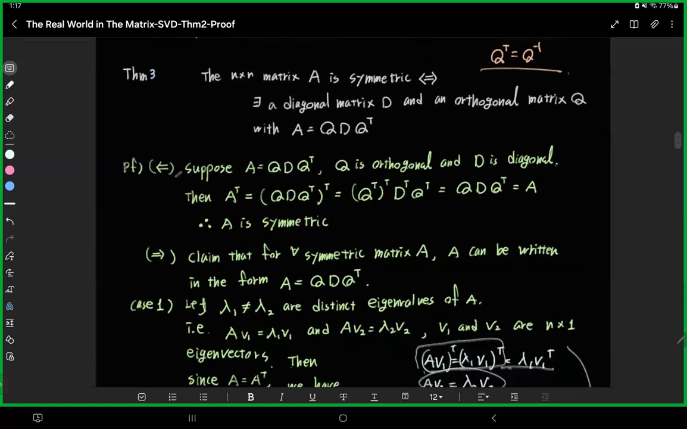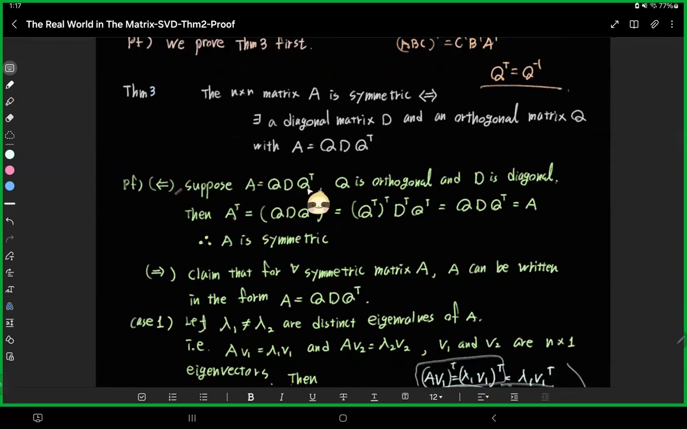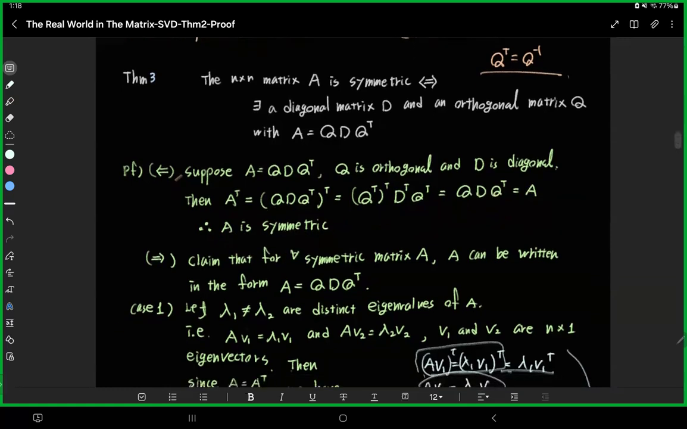So here's a proof. Suppose that A is QDQ transpose, which means that we assume A is orthogonally diagonalizable. That means Q is orthogonal and D is diagonal. Then we have to show that A is equal to A transpose, so we directly calculate A transpose. Computing A transpose, we get (QDQ transpose) transpose, which is Q transpose transpose, D transpose, Q transpose. So we get QDQ transpose, which is exactly the same as A. So A is symmetric.